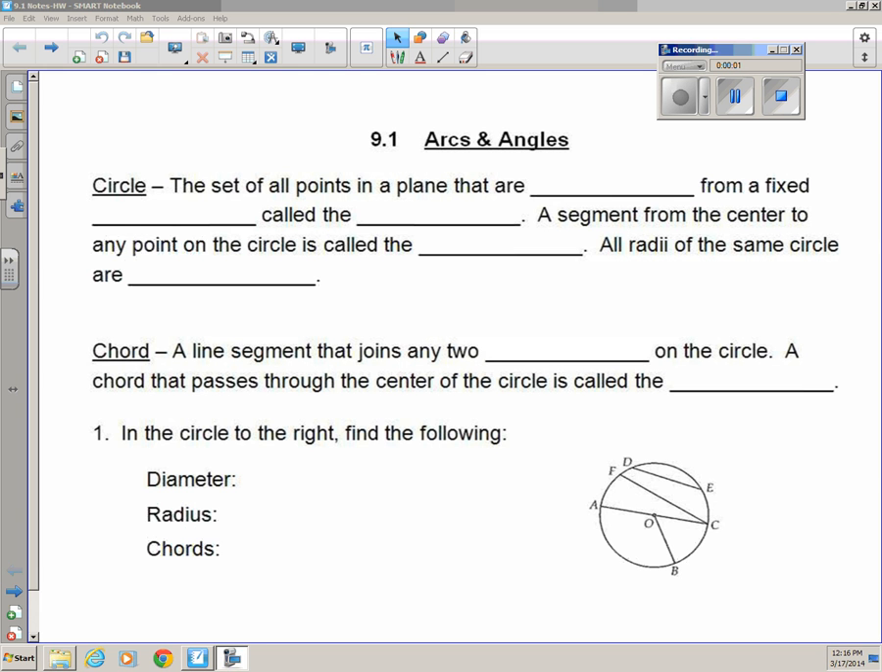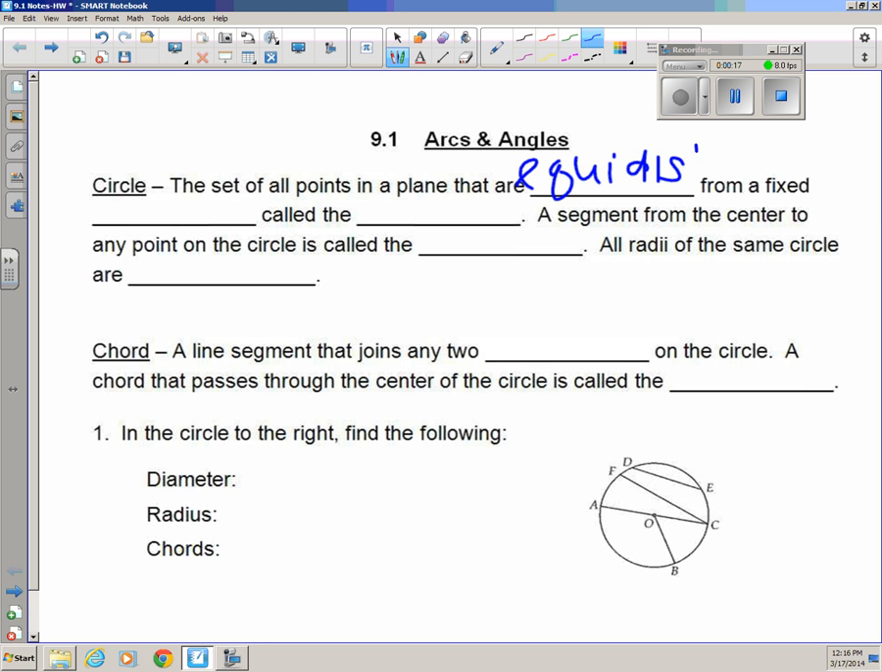So for today's lesson, what we're going to do is talk about the beginning part of circles, and we're talking about arcs and angles today. So this definition is something that you should know already about circles. The circle is the set of all points that are equidistant from a fixed point called the center.